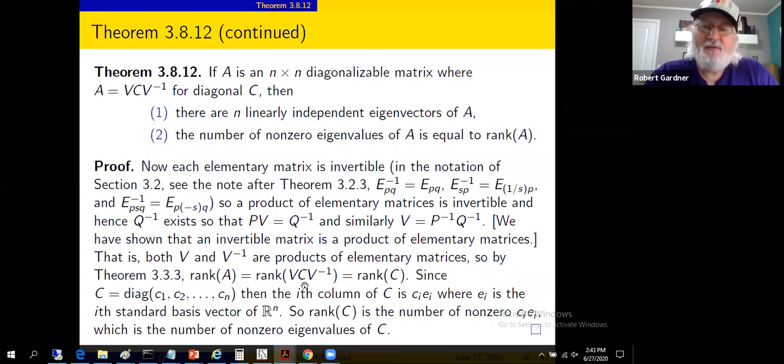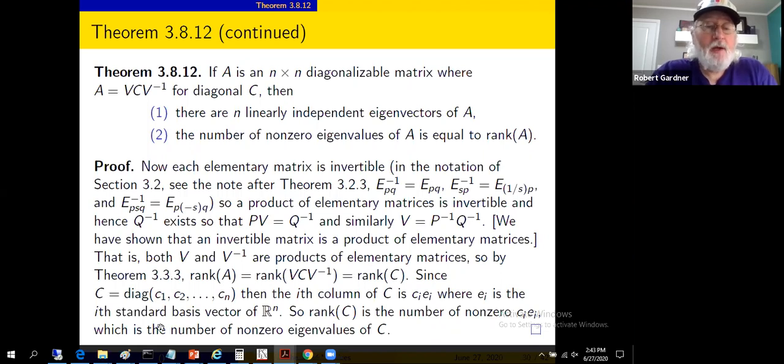Equivalently, if I multiply by an invertible matrix, that doesn't change the rank. I think it was stated in terms of products of elementary matrices, which is why we approached it like this. But the rank of VCV inverse is the same as the rank of C. We don't want to talk about the rank of that stuff. We want to talk about the rank of A. Well, the rank of A equals the rank of VCV inverse because A equals VCV inverse. So substitute in there, apply that theorem to say that equals the rank of C.